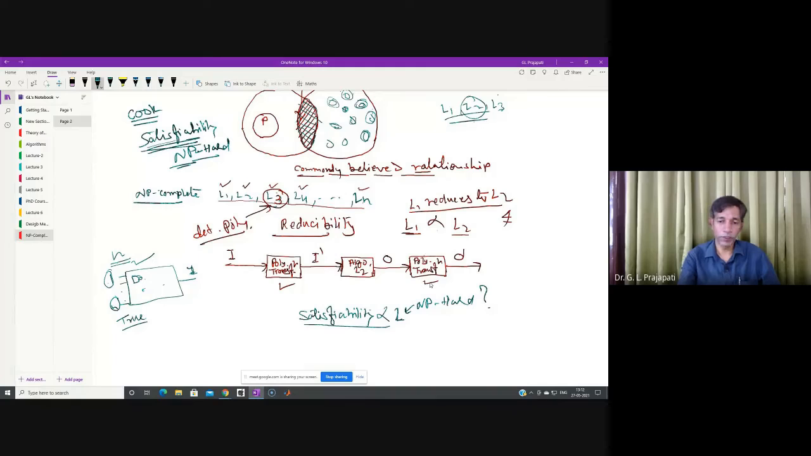You need to prove whether it is NP-hard or not. So for proving whether the problem is NP-hard, what you need to do is prove that satisfiability reduces to L. And Stephen Cook has proved that all NP problems reduce to the satisfiability problem. So once satisfiability reduces to L, then L is also NP-hard.